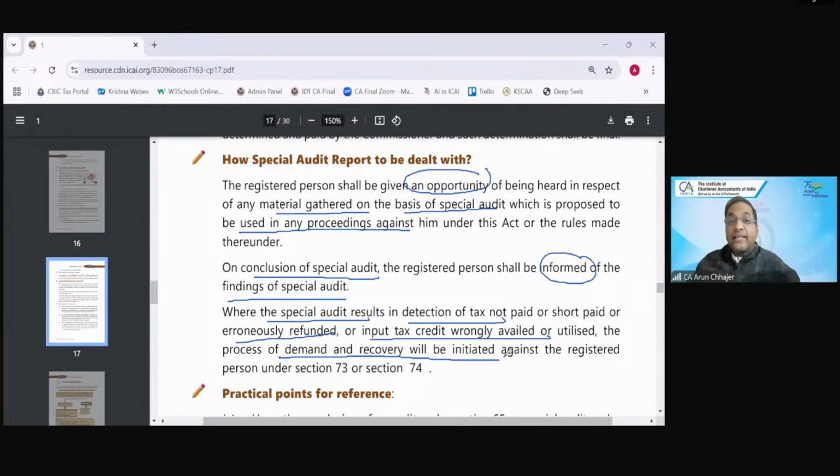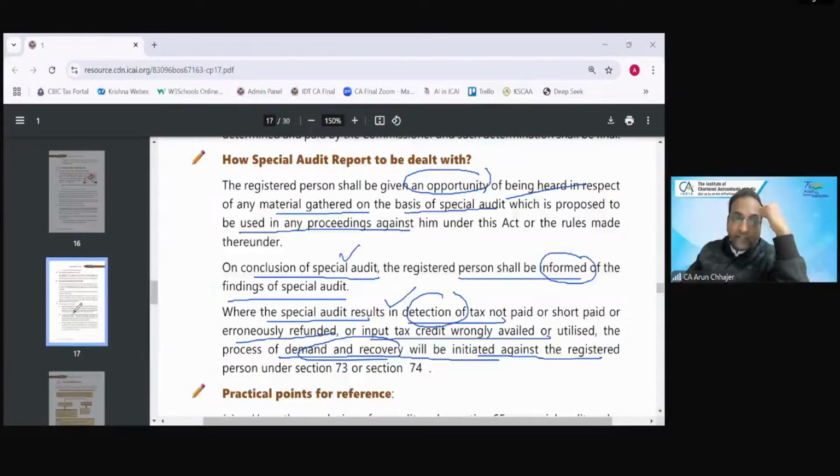तो कैसे डील हो जाएगी? सबसे पहले एक अपॉर्चुनिटी ऑफ बीइंग हर्ड दिया जाएगा, ठीक है, on the basis of special audit which is proposed to be used in any proceeding under this Act. On conclusion of the special audit, the registered person shall be informed about the finding where the special audit results in the detection of tax not paid, short paid, erroneously refunded, or wrongly availed or utilized. The process of demand and recovery will be initiated against the registered person. Practical point for reference. Let's read.